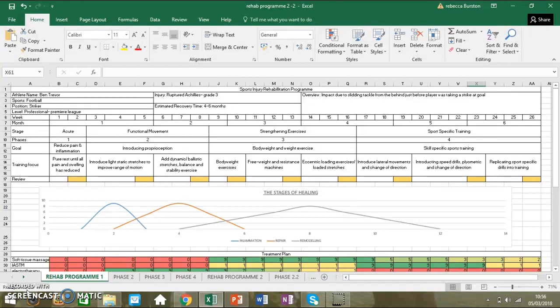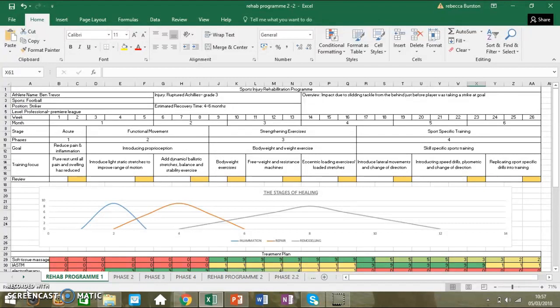So going down the page, firstly we have the days, weeks and months, and then it goes into the different phases. So phase 1 is the acute phase, and this has the goal of reducing pain and inflammation to the player's injury. So it's going to reduce the pain of the Achilles and make the inflammation and swelling go down. So as a result of this phase, the athlete won't be able to participate in any physical activity until the swelling, inflammation and pain has gone down. So that means they're just going to have to rest.